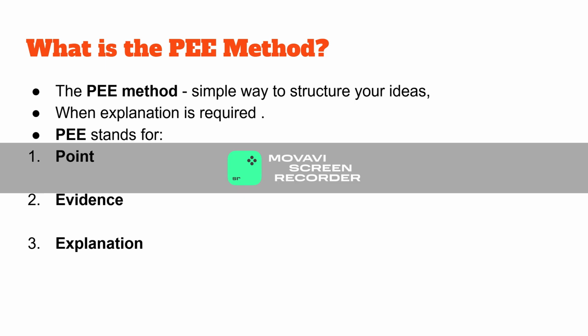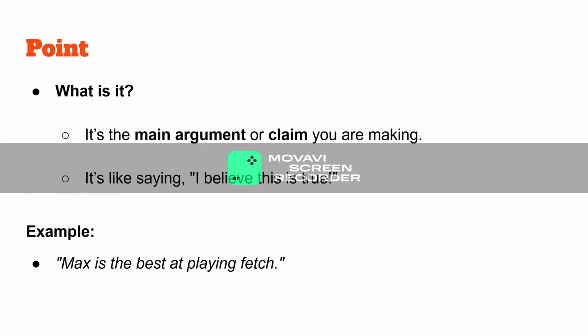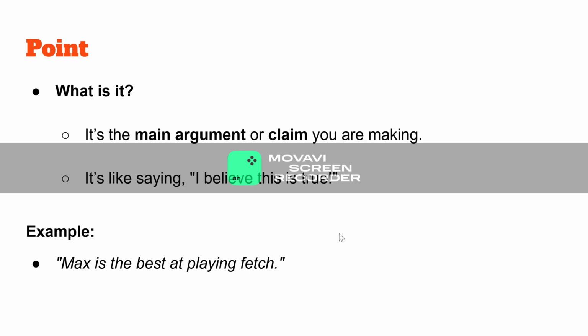The point is where you state your opinion or belief. It's the main idea of what you are trying to say. It is the main argument or claim you're making. It's like saying, I believe this is true. For example, Max believed in himself that he was best at playing fetch. So that is your point: Max is best at playing fetch.